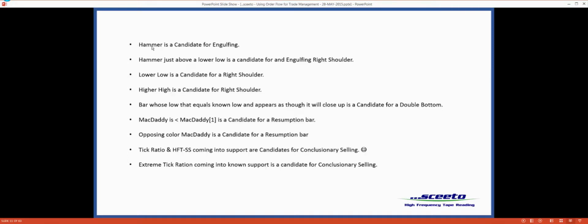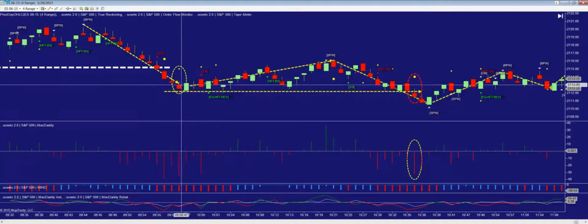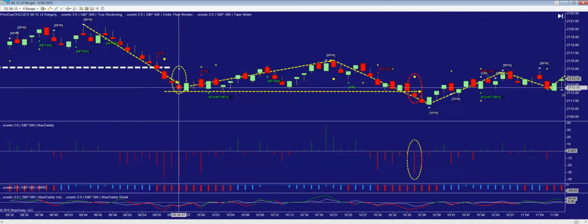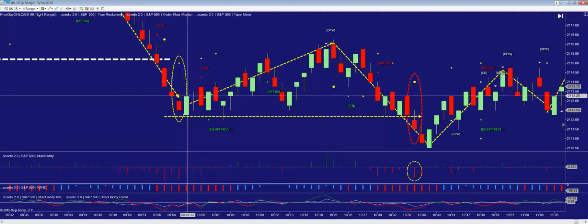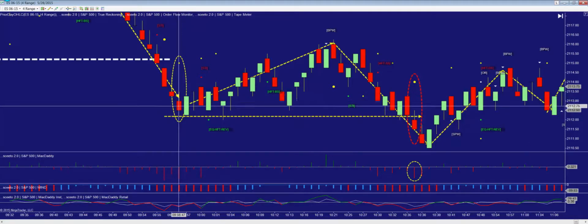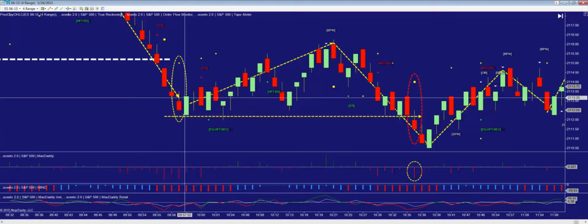So a hammer bar is a candidate for an engulfing bar. And if anybody uses range bars, engulfing bars often mean a reversal. So let's look at that. How do I know that this is a candidate for an engulfing bar? For us to have an engulfing bar, and this is the engulfing bar, the bar before it, which is this bar, has to have a small body. Make the job easy on the engulfing bar.